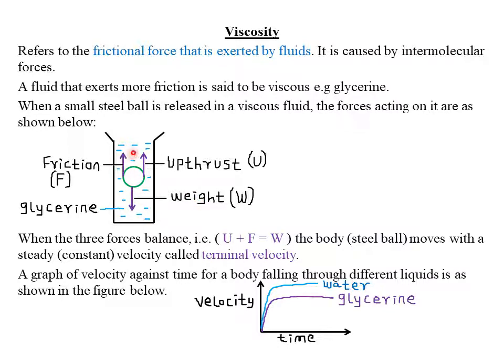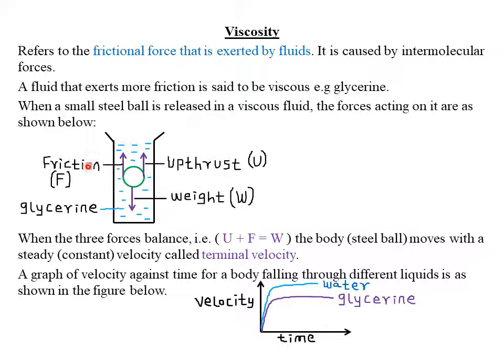So because the steel ball is released downward, the viscous drag or the frictional force will act in the opposite direction, because remember, frictional force always tends to oppose the intended motion. Therefore, if the body is released downward, the frictional force will act in the opposite direction, which is the upward direction. Therefore, the two forces acting upward will be the upthrust force and the frictional force, while the force acting downward is the weight of that particular steel ball.